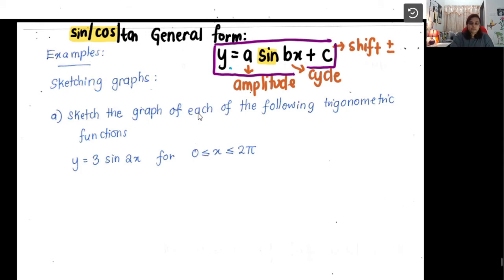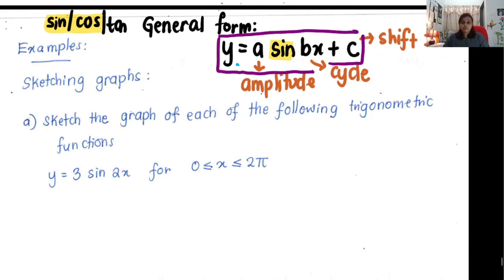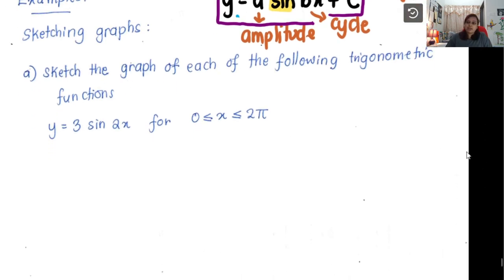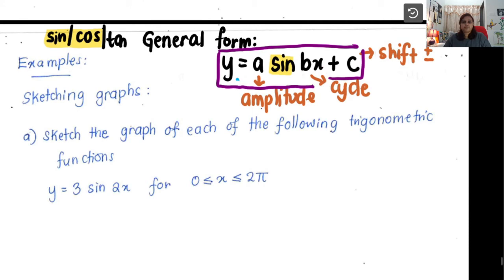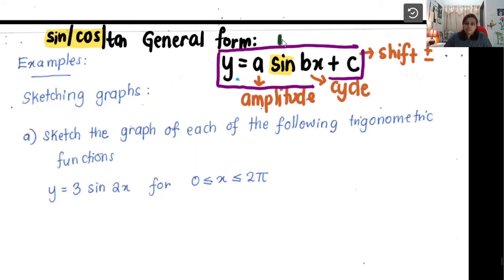I'm going to zoom in a little bit so you can see the first one. Let's draw the graph of y equals 3 sin 2x. Another thing you need to know is which one to draw first. Always draw the sine graph or the cos graph first. Second, draw the cycle. Third, draw the amplitude. And the last one, only draw the shift.